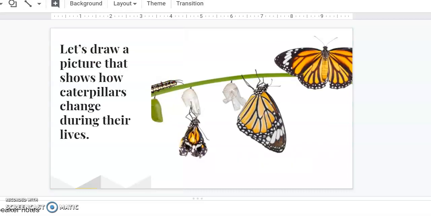Okay, boys and girls, we're going to draw a picture that shows how caterpillars change during their lives. And Miss Conley is going to go ahead and model that for you. I know that the first stage is a caterpillar. And I know they have these little grooves.